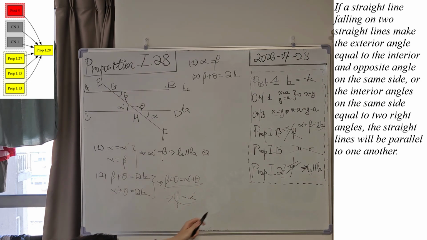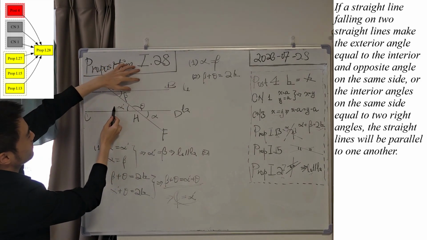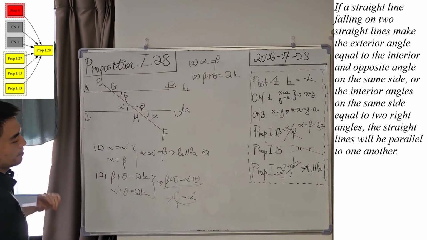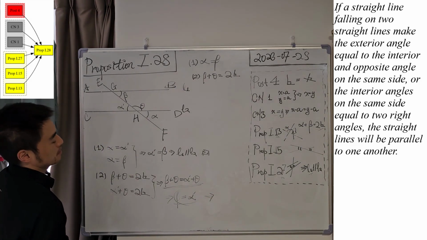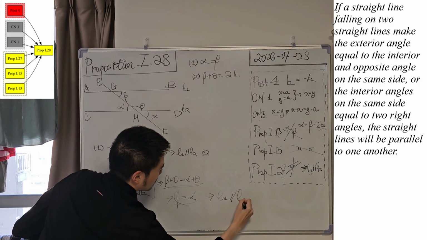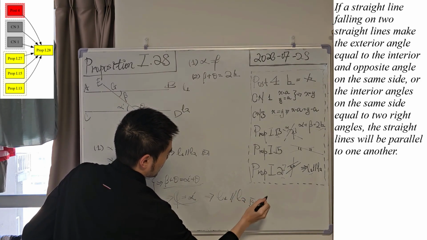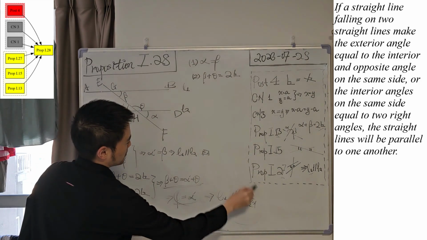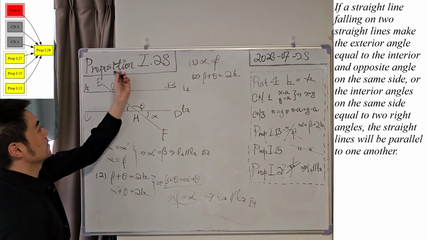And pay attention to proposition 27 again. They are two alternate angles. So if they are equal, then we prove that L1 is parallel to L2, and this is the end of scenario 2. So if we combine them together, we can prove our proposition 28.